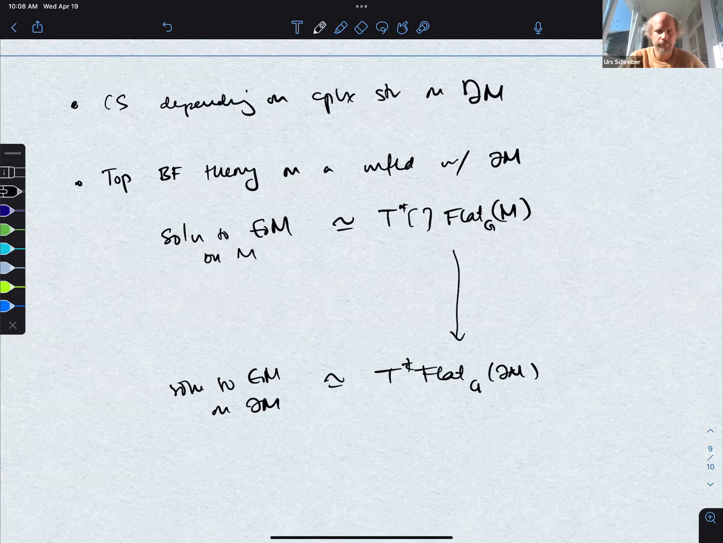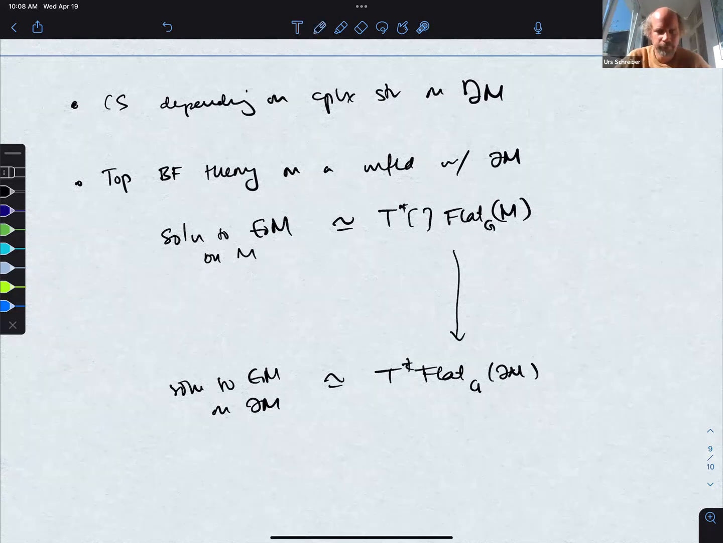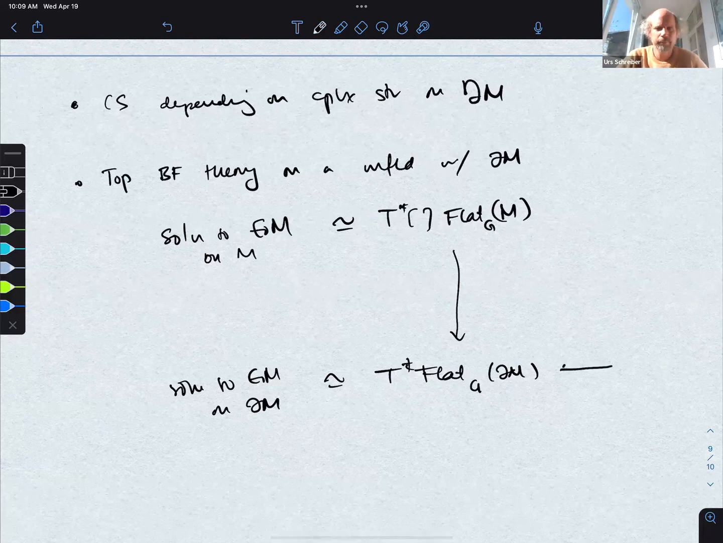So this restriction map ends up being a Lagrangian, but this is a symplectic space. It's flat G bundles on the boundary of M, but it's a cotangent bundle. There are lots of choices of Lagrangian. One obvious one is to use flat G bundles on the boundary of M. That's Lagrangian 1. Another Lagrangian is to take a particular flat connection and take its cotangent fiber.